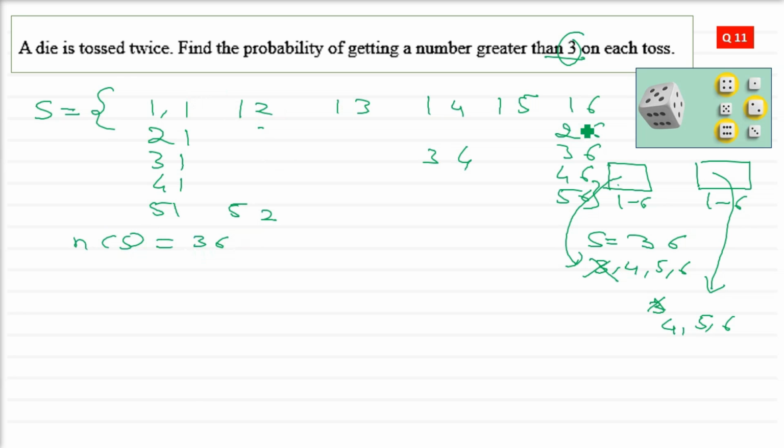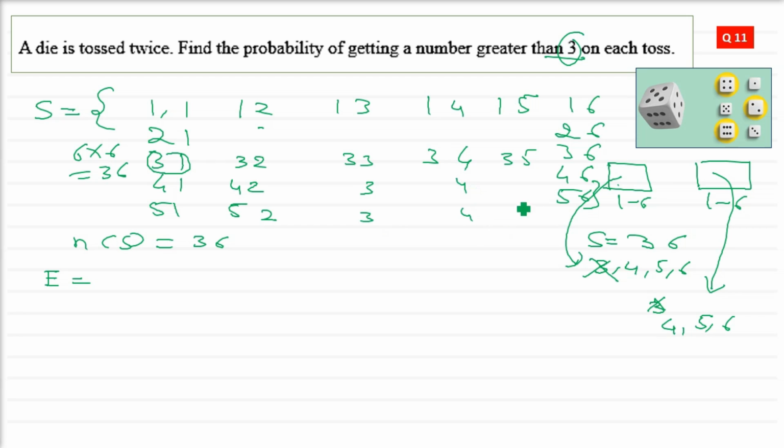So the number of elements in the sample space is 6 into 6, that is 6 possibilities in the first die and 6 in the other die. Now we are interested in an event where we need 4, 5, 6 in the first die or 4, 5, 6 in the other die. So the first 3 rows are irrelevant for us: 1,1 to 1,6, 2,1 to 2,6, 3,1 to 3,6. We don't have numbers which are greater than 3.